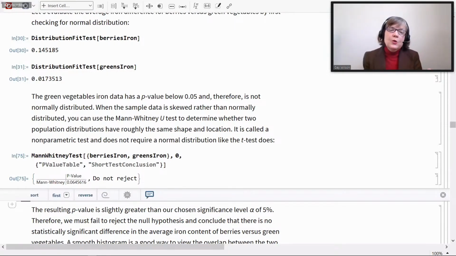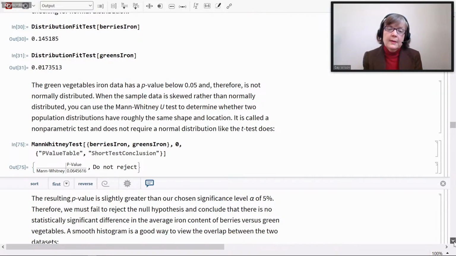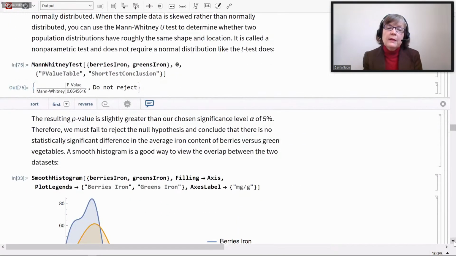So you can see you can choose what options you want to use. I chose a p-value table and a short test conclusion here. I love that feature. So you can see our p-value is 0.06, 6%, and our conclusion is do not reject the null hypothesis, that there is no significant difference. Okay, so we're going to fail to reject that null hypothesis, and we conclude that there is no statistically significant difference in the average iron content of berries versus green vegetables.